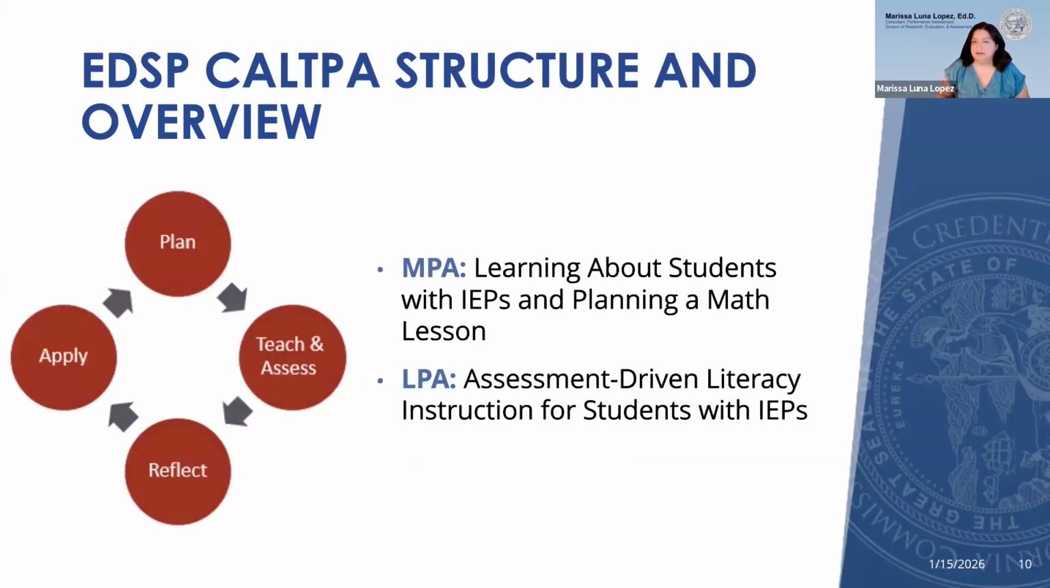All right, so the Ed Specialist CalTPA, the structure and the overview. Again, this is the 4 steps, just like in the CalTPA. This represents the 5 SPED credential areas because now all 5 Ed Specialist credential areas are required to complete a performance assessment. So they have the math performance assessment, they have the literacy performance assessment, and regardless of their setting, candidates who are completing the Ed Specialist CalTPA must complete with students who have an IEP. So again, they have the 4 steps.